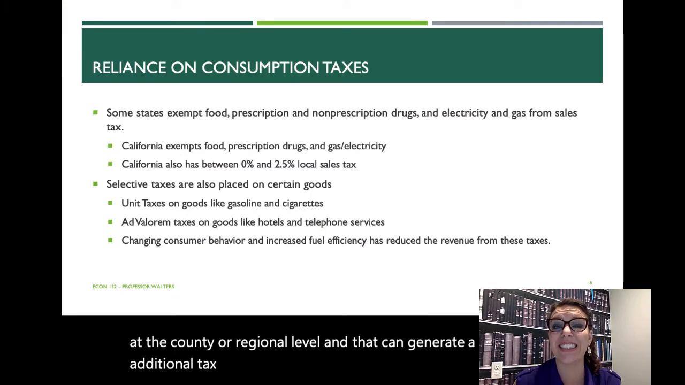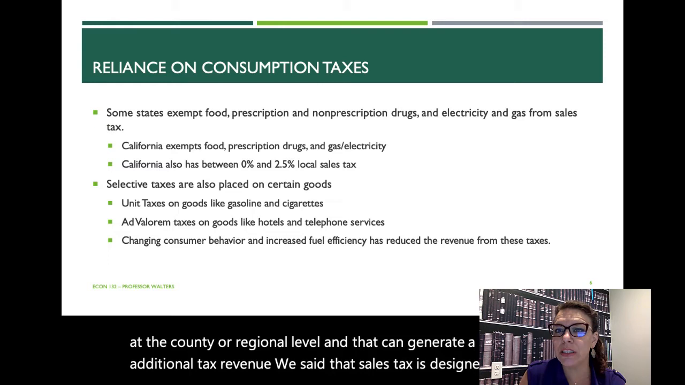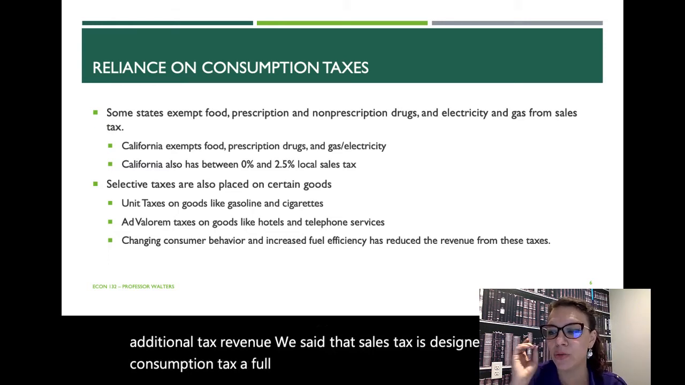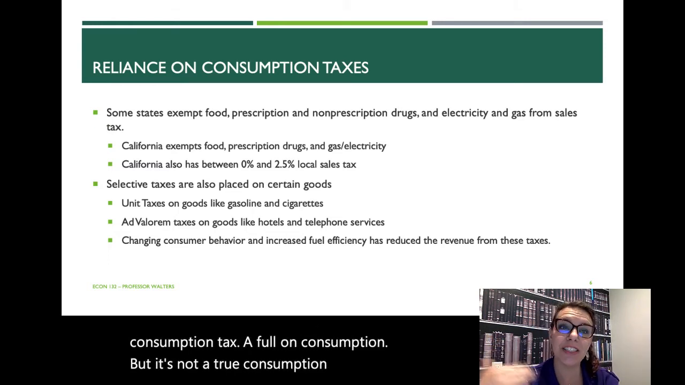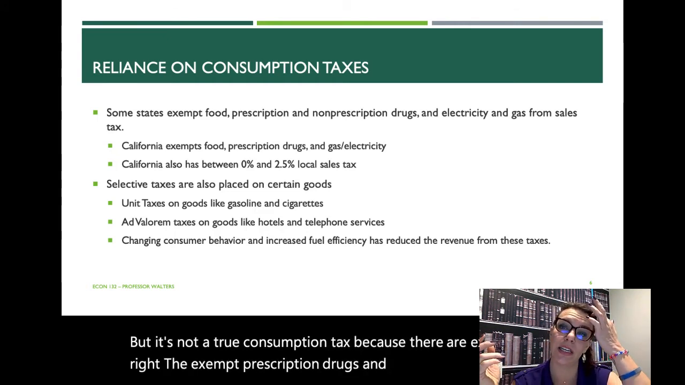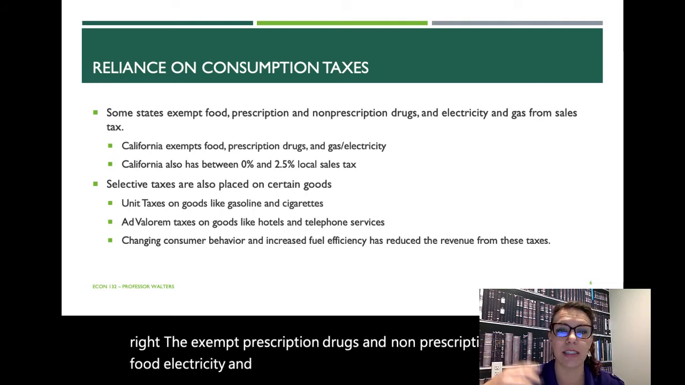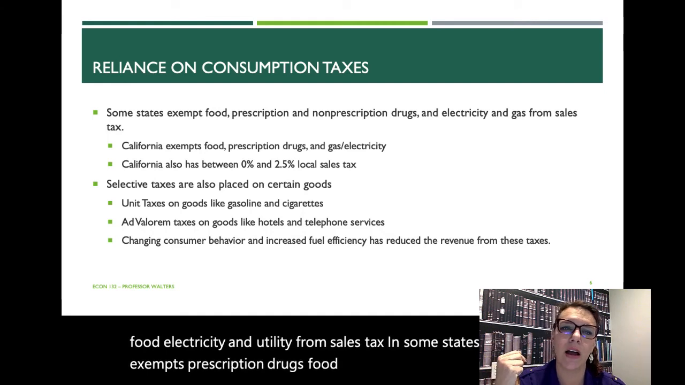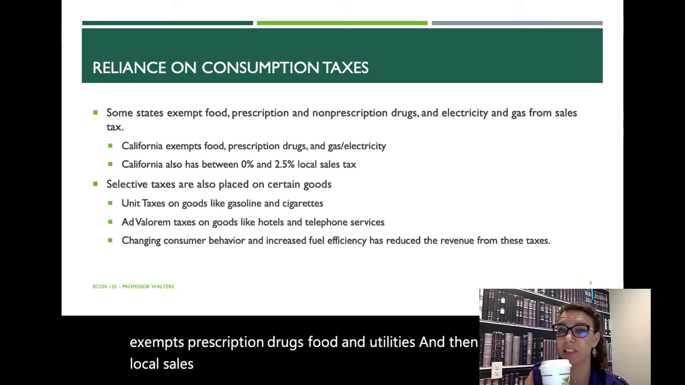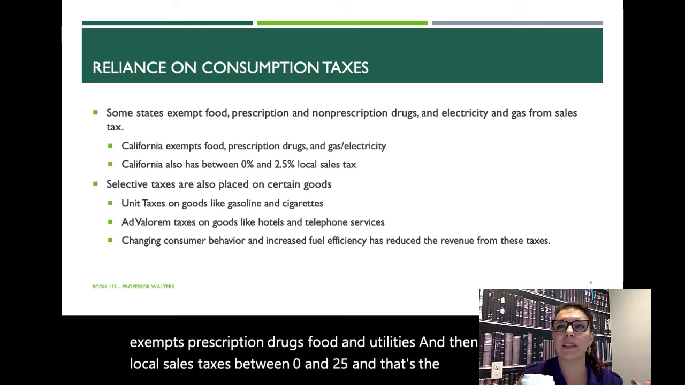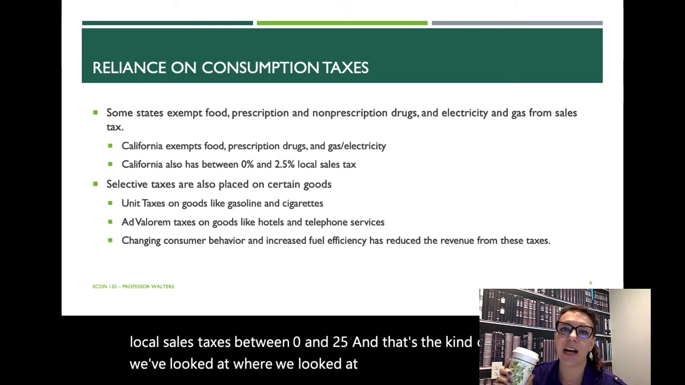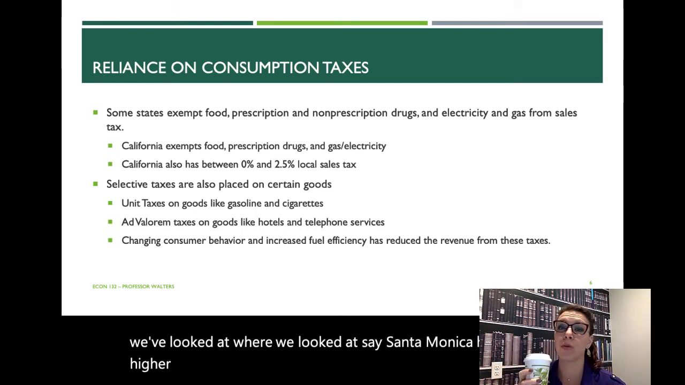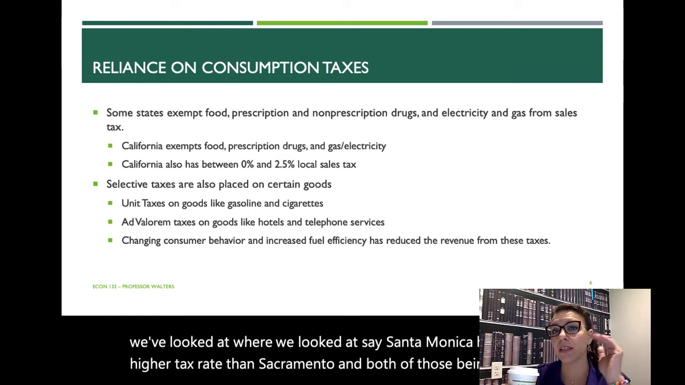We said that sales tax is designed to be a consumption tax, a full-on consumption tax, but it's not a true consumption tax because there are exemptions, right? We exempt prescription drugs, non-prescription drugs, food, electricity, and utilities from sales tax in some states. California exempts prescription drugs, food, and utilities, and then there are local sales taxes between 0 and 2.5%, and that's the kind of stuff we've looked at, say, Santa Monica having a higher tax rate than Sacramento, and both of those being higher still than the base state rate of 7.5.